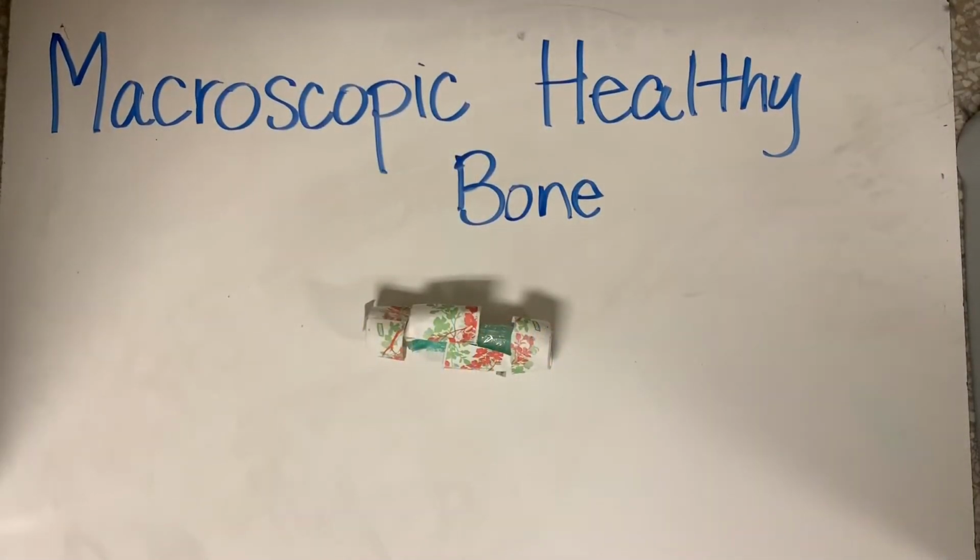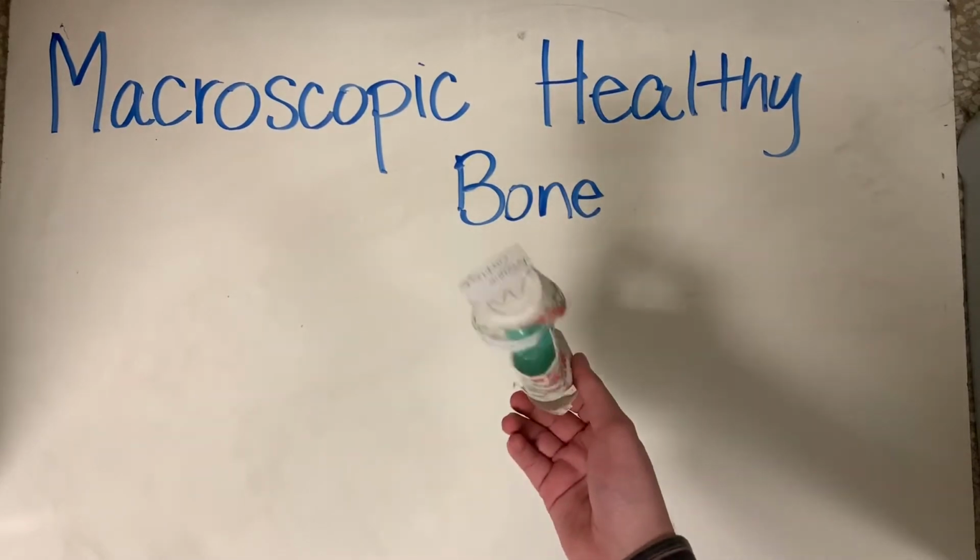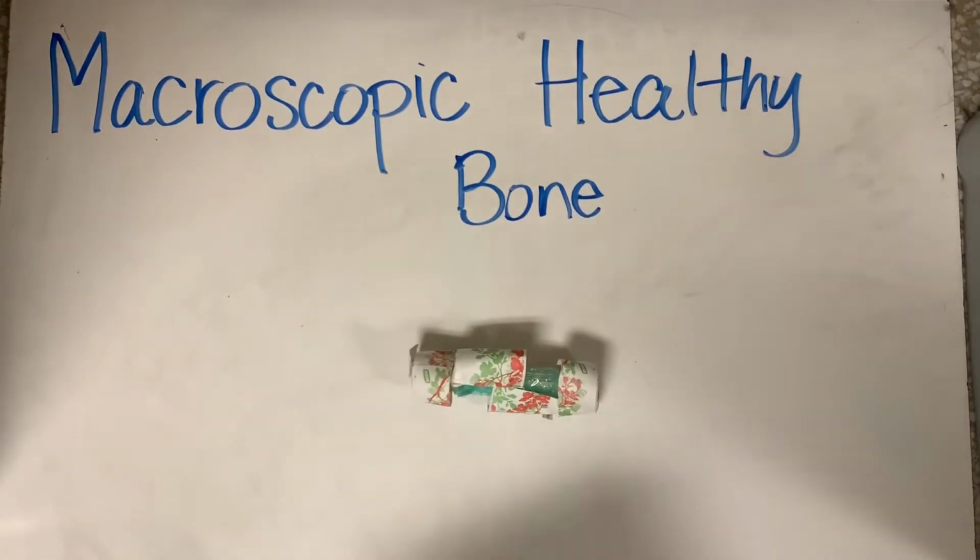This is macroscopic healthy bone. At each end there is a thing called articular cartilage. It's a smooth white tissue that covers each end of the bones where they come together to form joints. It's to provide a smooth surface for low friction and to facilitate the transmission of loads to the underlying subchondral bone.